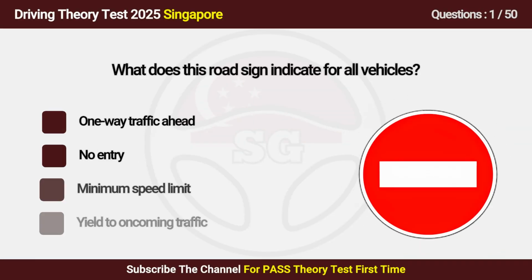Question 1. What does this road sign indicate for all vehicles? A. One-way traffic ahead. B. No entry. C. Minimum speed limit. D. Yield to oncoming traffic.